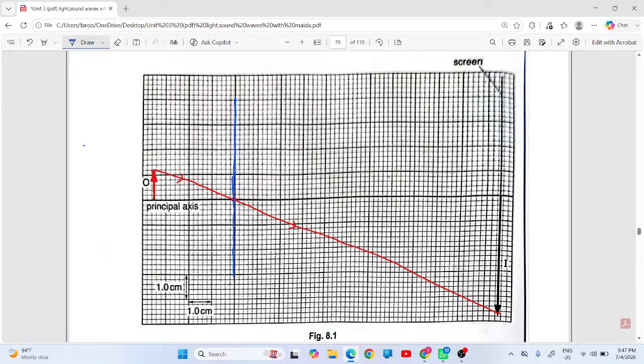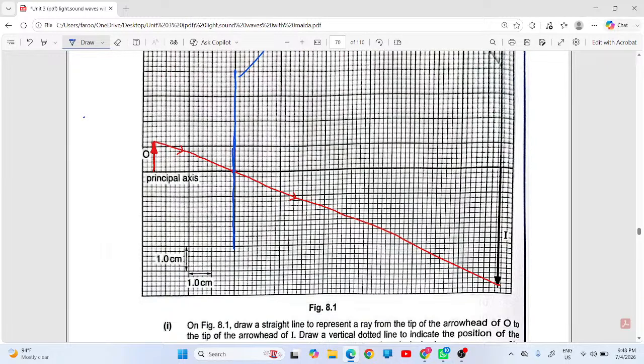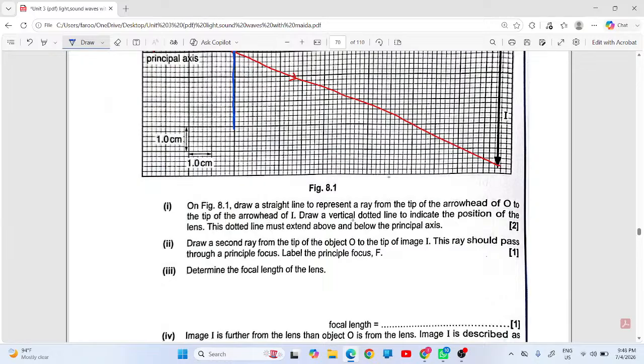What will this straight line that I am drawing in blue tell us? No, this blue line represents the position of the lens, because when the light rays fall on the optical center of the lens it will go straight. So the lens will be somewhere here. First they said to draw a vertical dotted line to indicate the position of the lens, and that is done.